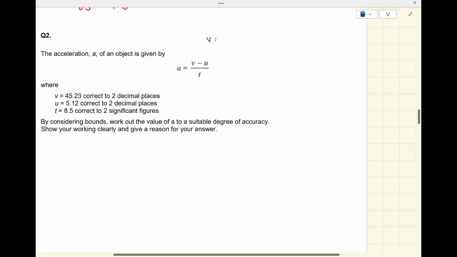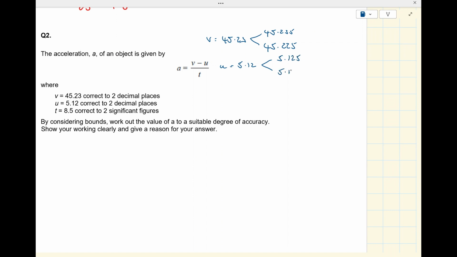So V is 45.23 to two decimal places. So that's 45.235 and 45.225. Meanwhile, U is 5.12 to two decimal places, 5.125, 5.115. And T is 8.5 to two significant figures, 8.55, 8.45.